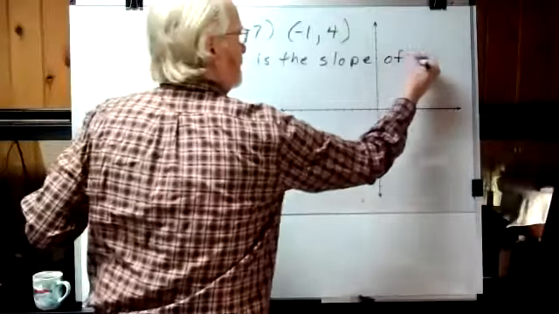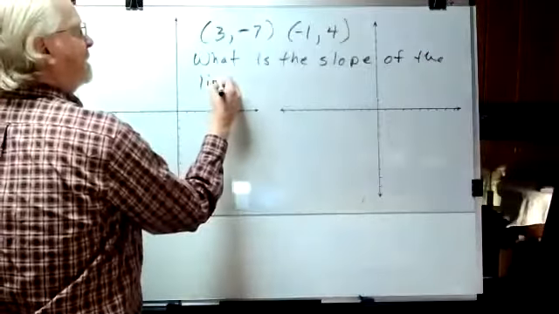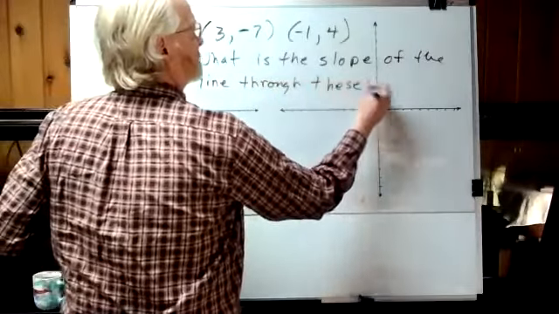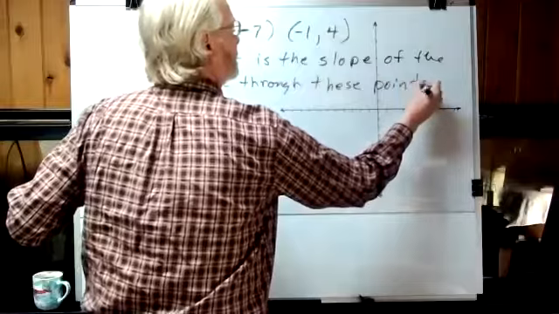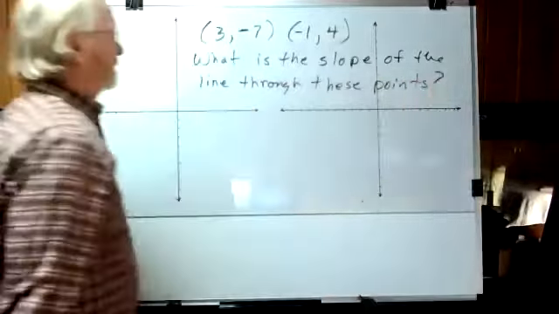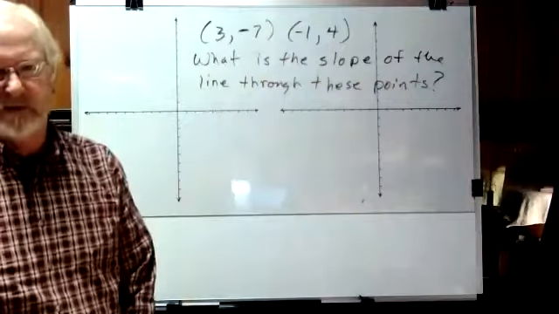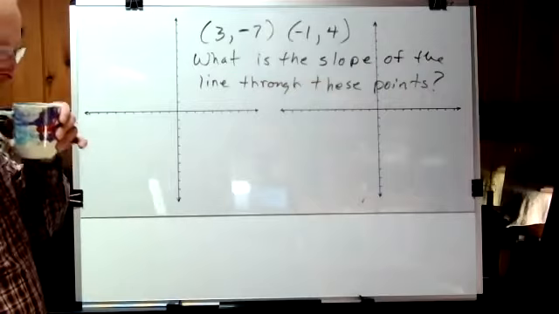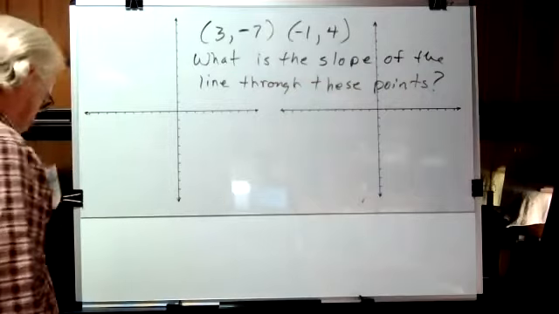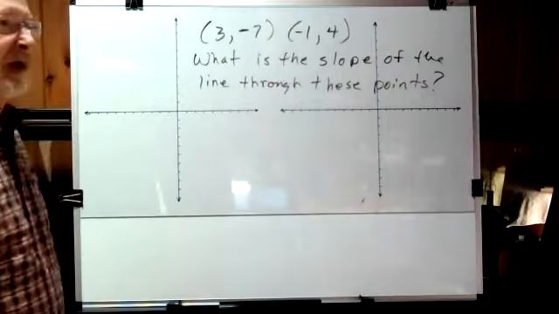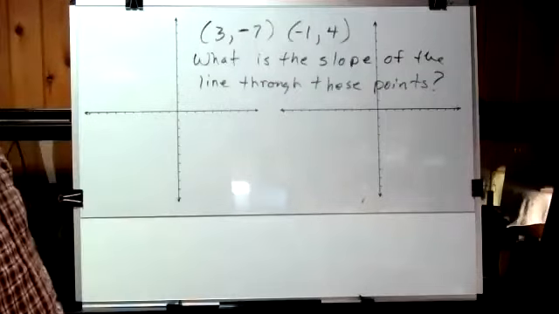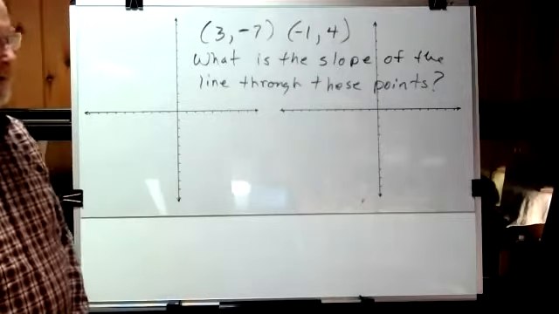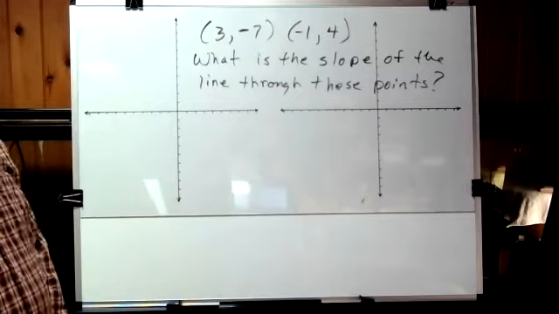What is the slope of the line through these points? Something like that, I would say. So this is asking you to use the slope formula. Got to know that one. Not likely given to you. You got to know which ones go on top, which ones go on the bottom. Rise over run. Change in Y over change in X.